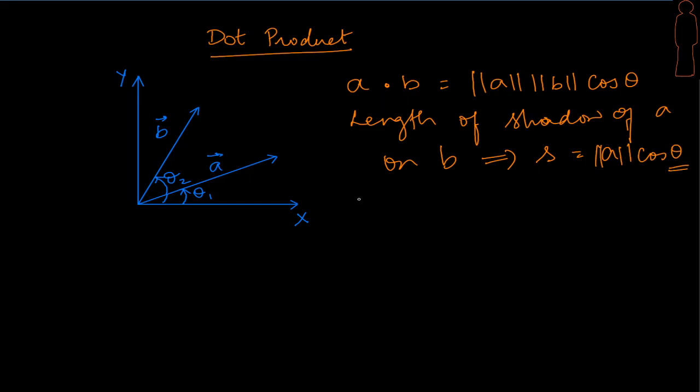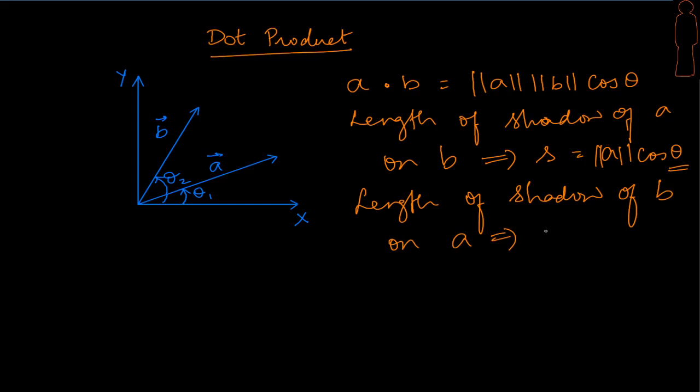Now similarly, if I ask, what is going to happen to the length of the shadow of B on A? So how will that be? If I call them, let's say, S subscript A and S subscript B, this would obviously be the magnitude of B times cos theta. Now remember that the theta is the same because the angle between A and B or B and A is going to be the same. And therefore the length of the shadow of B on A is going to be magnitude B times cos theta.